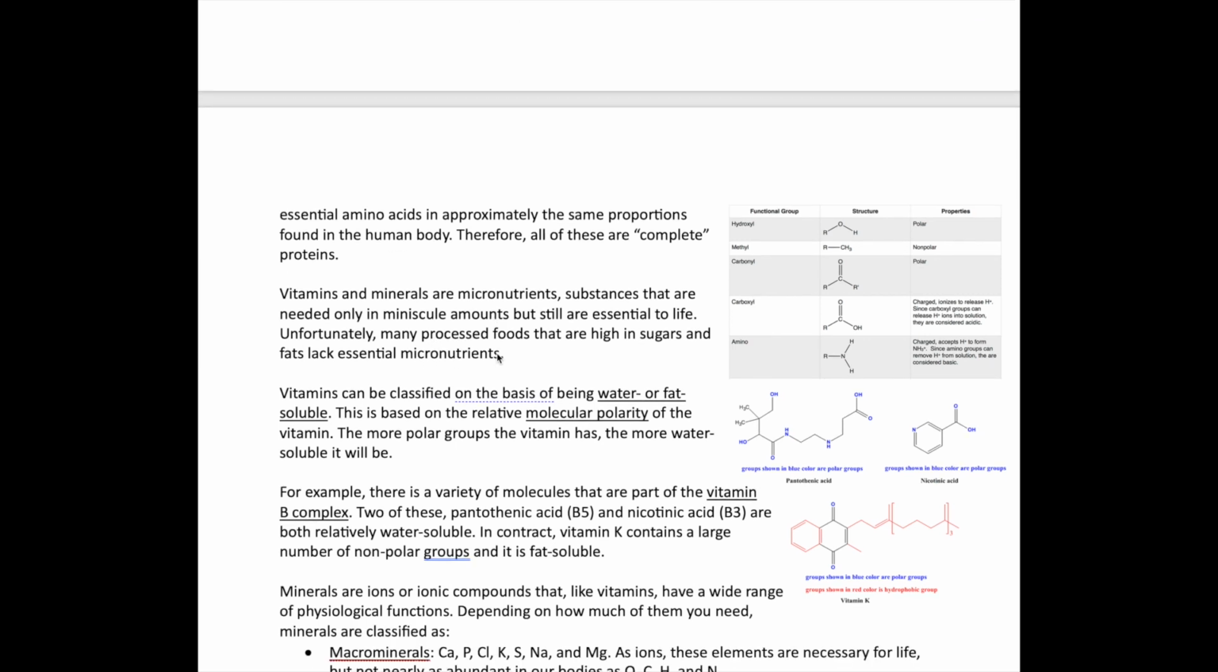The problem is a lot of the processed foods that are sold in grocery stores, they're high in sugars and fats, but they don't really have much of the micronutrients. So as a result, if that's what you eat every day, then you have to supplement it with some kind of multivitamins or some kind of mineral supplements.